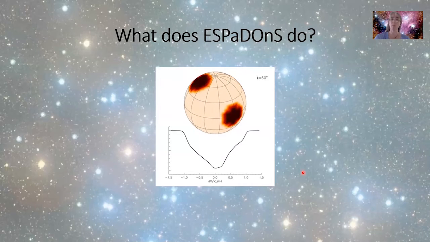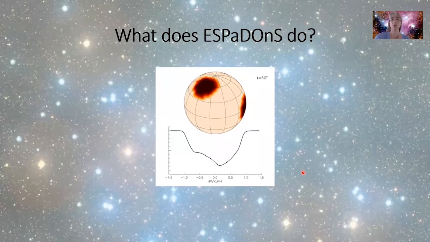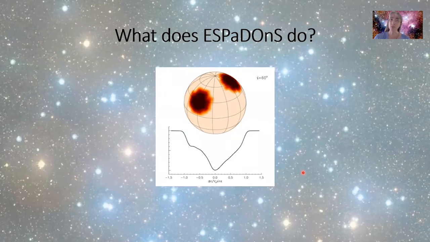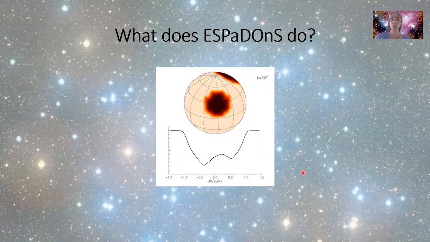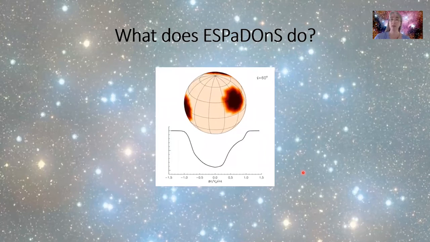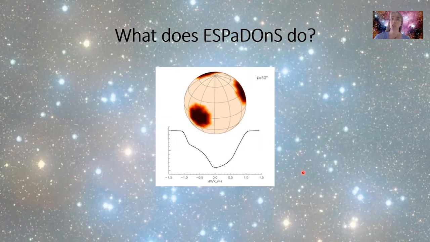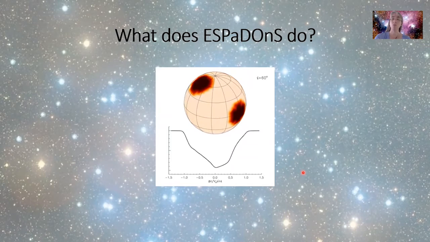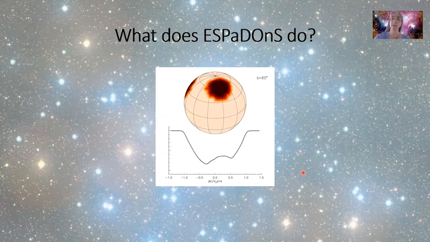Here's an example. That's a simulation of a star that has dark spots. And as the star rotates in front of us, the dips, the features in the spectrum that we see in the data, the shape will change as a function of time as we study the star every night. And we can use those changes to figure out where are the spots and how big they are.